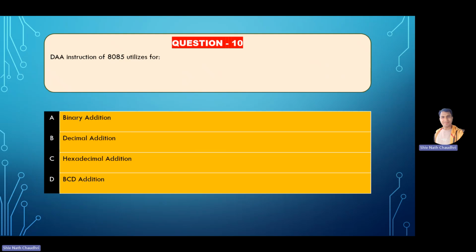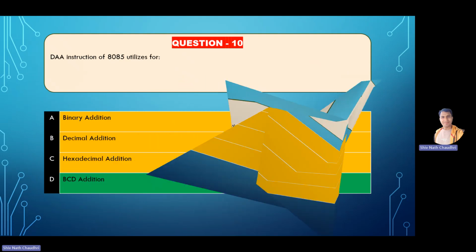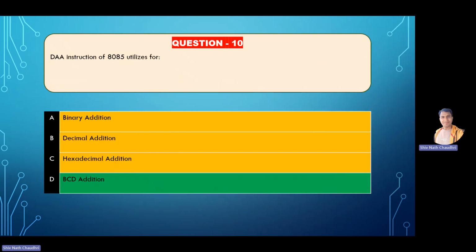So if we utilize it to add two hexadecimal numbers, we follow this addition using BCD addition, because in a hexadecimal number each digit represents the BCD code or 4-bit binary number. So the DAA instruction of 8085 is utilized for BCD addition, because binary, decimal, hexadecimal addition does not directly happen in 8085. If some addition happens, it always follows the BCD addition rules. So the instruction used for BCD addition in 8085.